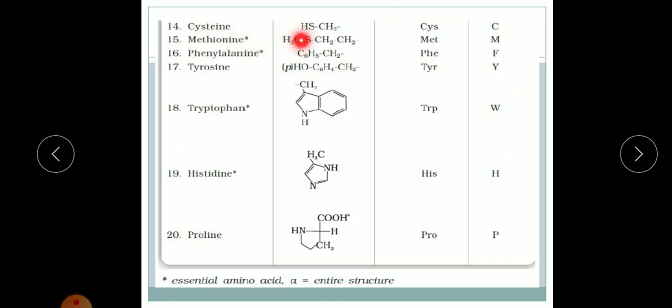Next we have cysteine, CH2SH, CYS, capital C. Then phenylalanine, CH2C6H5, PHE, F. Tyrosine, CH2C6H4OH, TYR. Tryptophan, TRP, W. Histidine, this is the structure, HIS. Their attachment will be here, R. And proline. Now if you see there is a mark of asterisk, these are essential amino acids. We'll come to know what essential amino acids are.